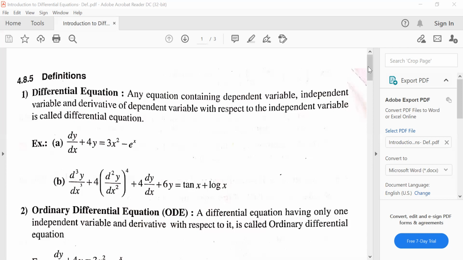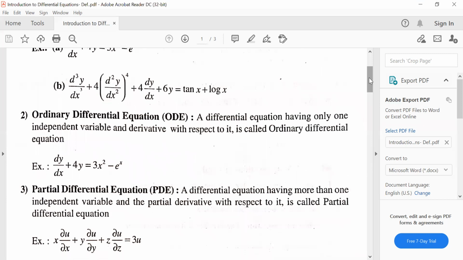So differential equation and ordinary differential equation go in pair. Take the same example: dy by dx plus 4y equals 3x square minus e power x. This is an example of an ODE, as we call it for short. We see a derivative here, a function of y here, and a function of x here.